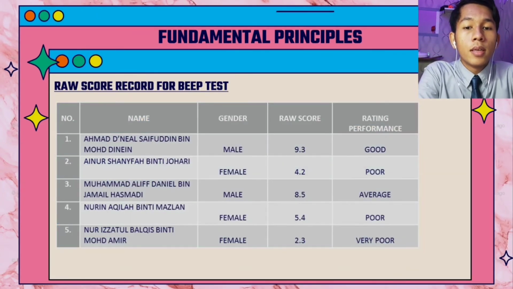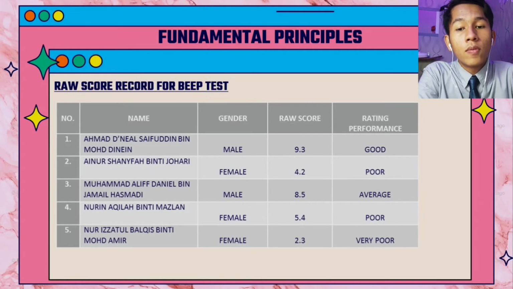Next slide, it is the raw score record table. The raw score table shows the best performance score from the attempt record table. In this table, we can see the best result or the best score from each participant as their last result.